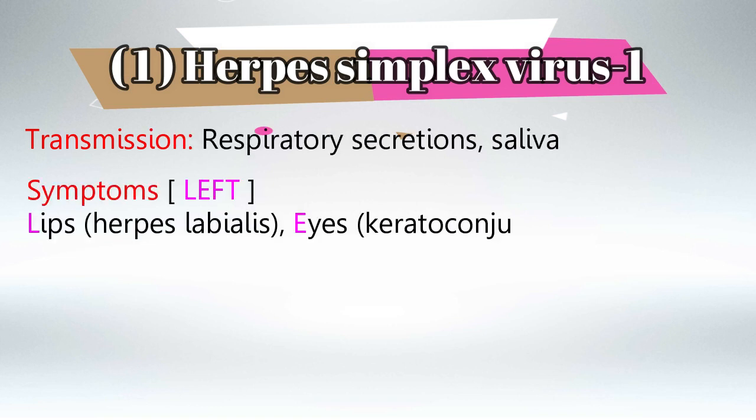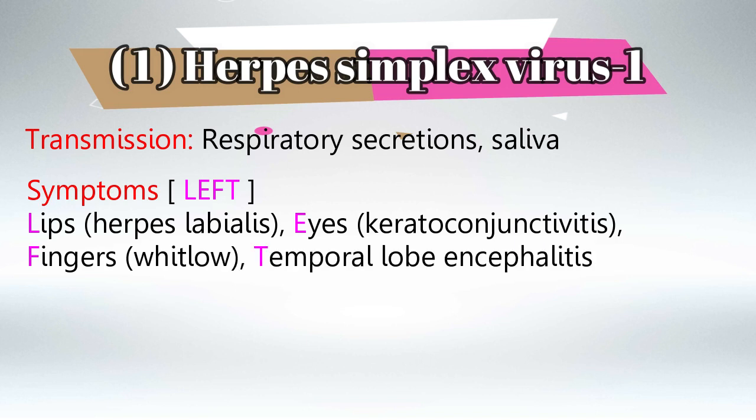To remember the symptoms, just remember the word LEFT. So L for lips, it causes herpes labialis on the lips, and E for eyes causes keratoconjunctivitis in the eyes, and F for fingers causes whitlow on the fingers, and T for temporal lobe encephalitis.